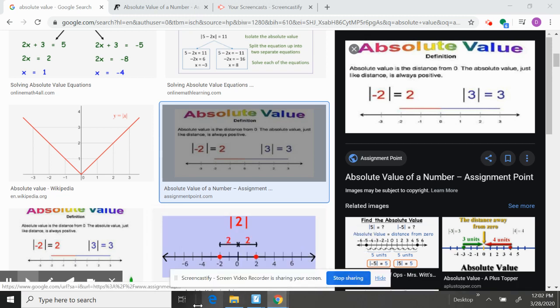Trying to get to the Google. There you go. Sorry, I was late.